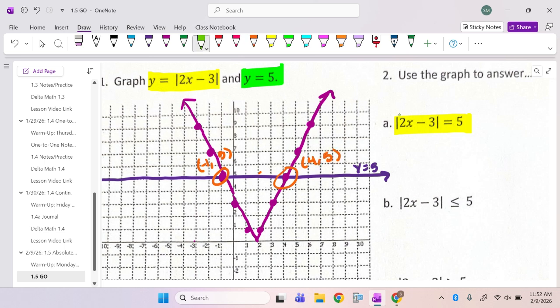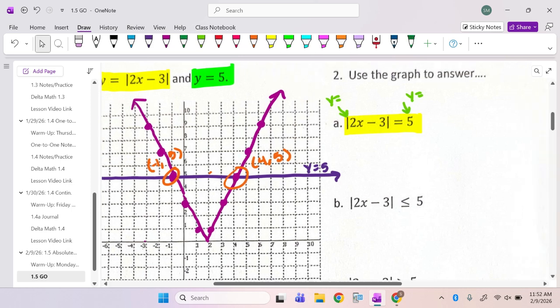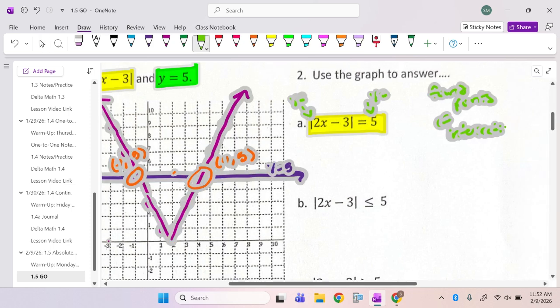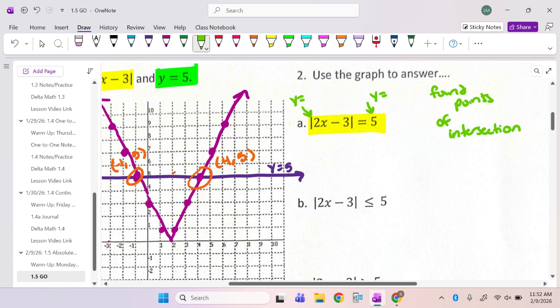Essentially what we did is we set both sides of the equation equal to y, and then we found the points of intersection. In other words, where the two graphs crossed. That's how you can solve any equation using Desmos. Any equation I ever throw at you, whether it's absolute value, whatever, you can solve using Desmos.